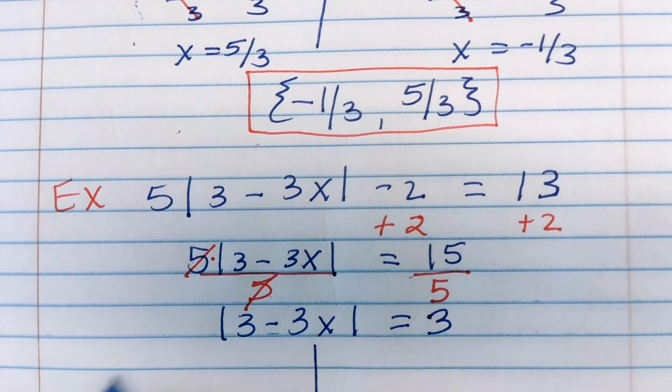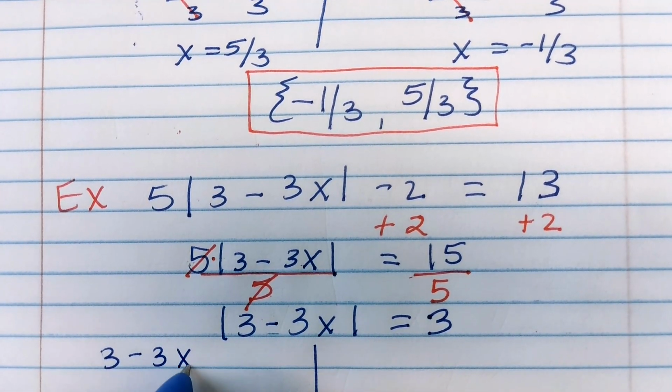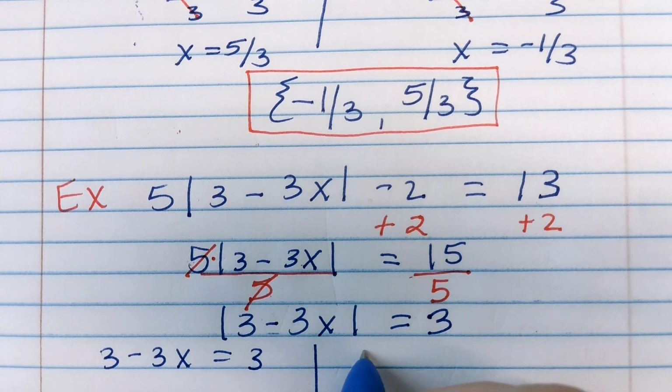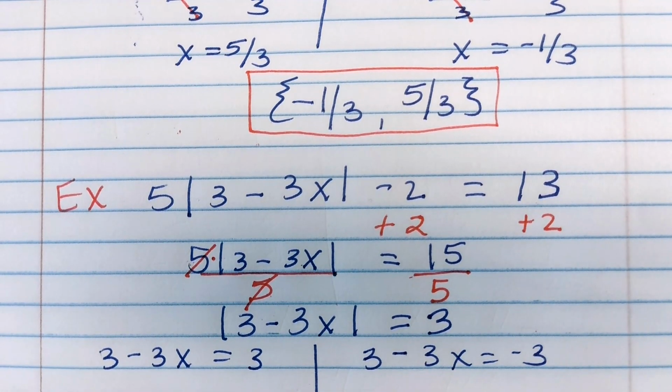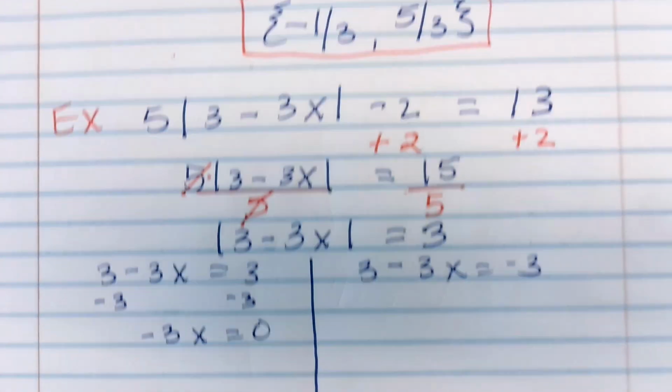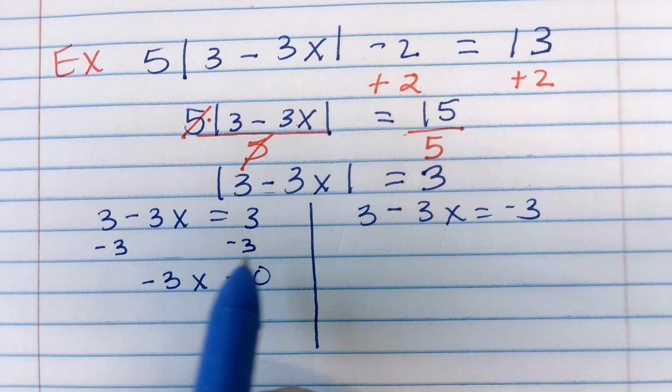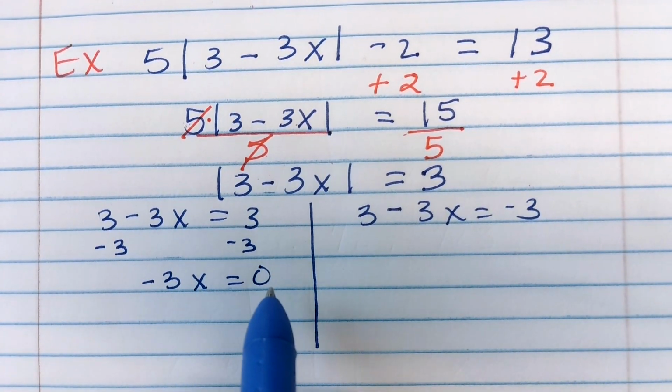Now I'm going to solve this one. 3 minus 3x equals 3. 3 minus 3x equals negative 3. Now, don't freak out. It's okay. Don't lose this negative either. Negative 3x equals 0. That is okay. Negative 3x equals 0. 0 is a number.